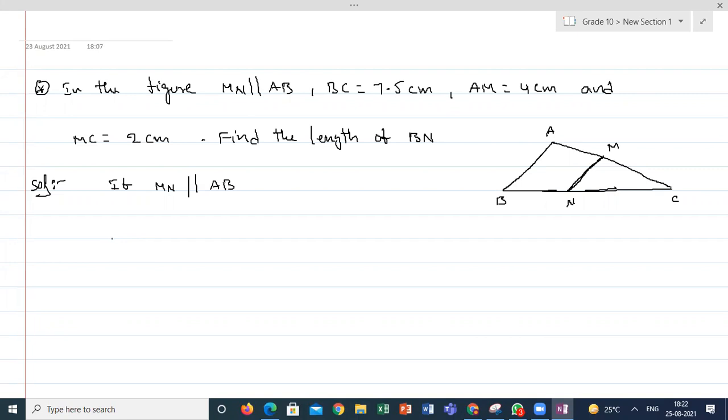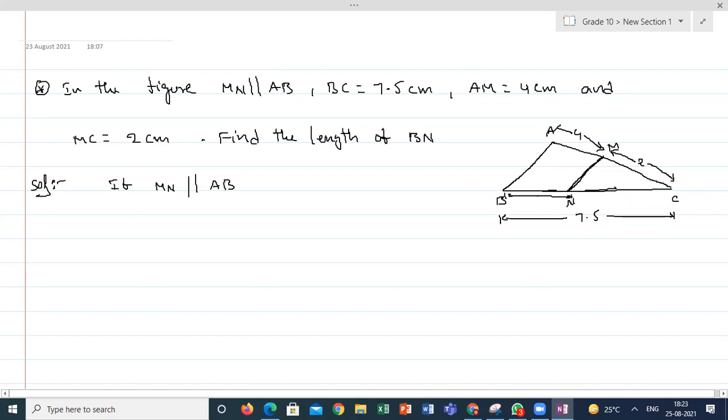If MN is parallel to AB, and I'm applying the basic proportionality theorem, what will I get? They gave the whole length of BC as 7.5, and AM is given as only 4 centimeter, and MC is given as 2 centimeter. And he is asking BN alone. How to solve this question?